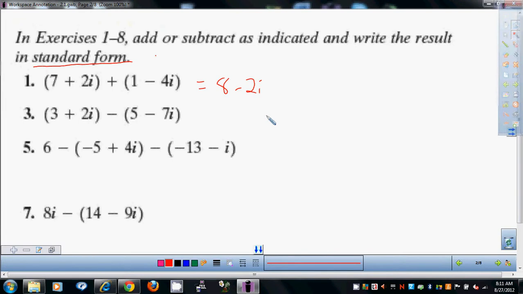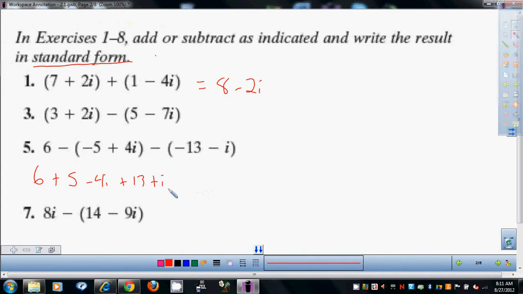Let's look at number 5. Now, what I recommend you do, when you have one of these questions with lots of parentheses, I recommend you get rid of all your parentheses first by distributing through your minus sign. So it'll be 6 plus 5 minus 4i plus 13 plus i. That'll just help you keep it a little clearer if you go ahead and get rid of those parentheses and distribute through your minus sign.